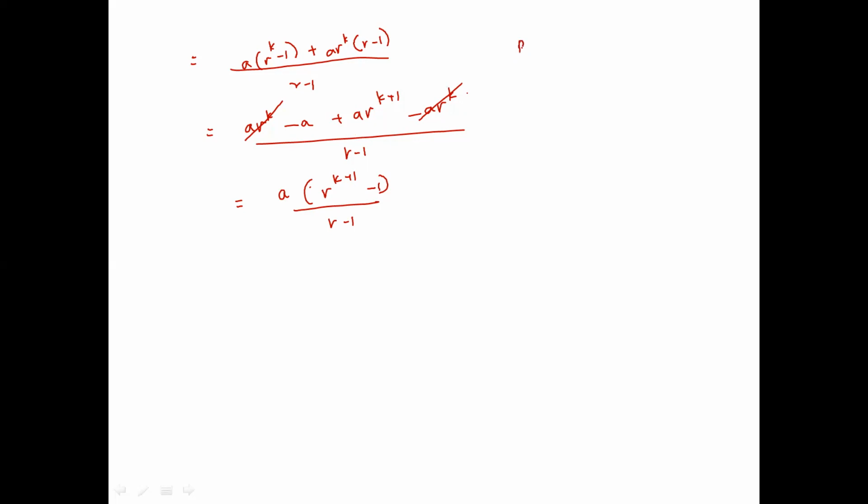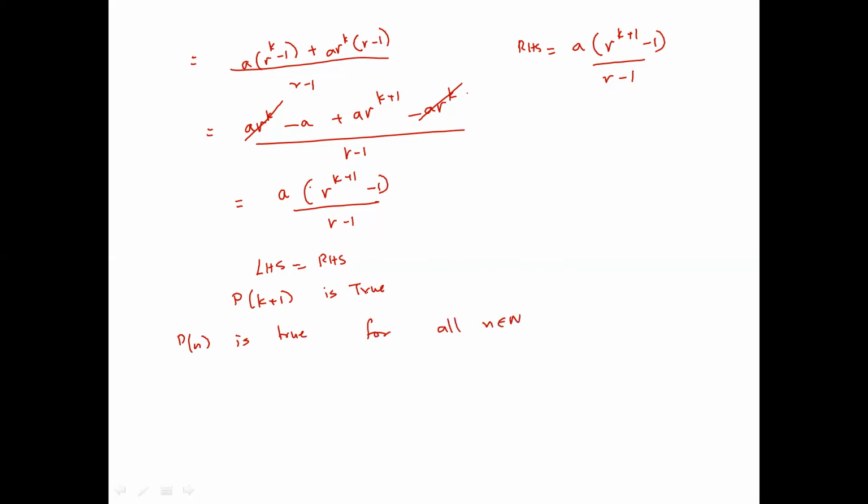So, now we will take RHS. In RHS, when you put n as k plus 1, a into r power k plus 1 minus 1 by r minus 1. So already we got it directly. So we have LHS equal to RHS, which means P of k plus 1 is true. And that is why P of n is true for all natural numbers. This is how we have successfully completed question number 12.